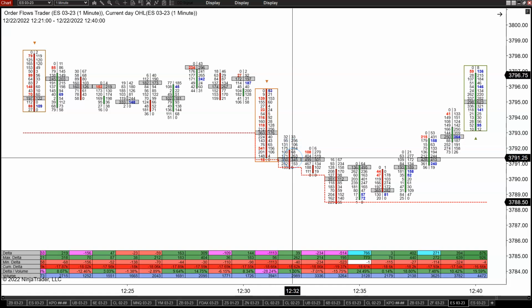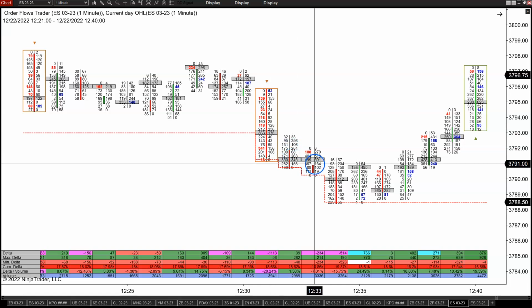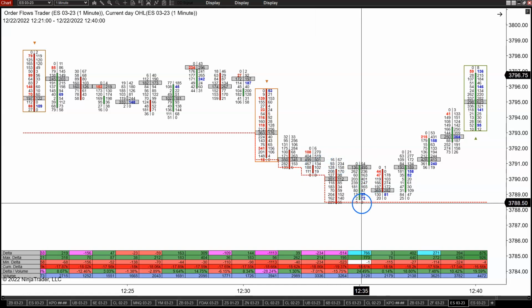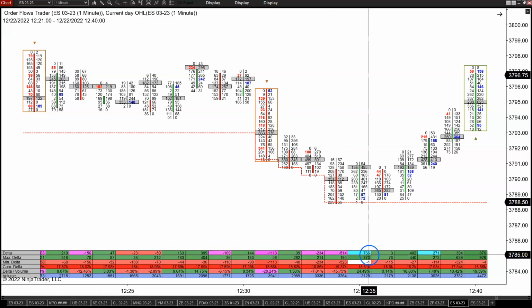Then a small delta, 39, which is basically neutral. Then 234, 500. At the low, same low, right? You're trading less volume. Big positive delta, 766. Okay, great. We're at the low of the day. Now we've got nice positive delta.